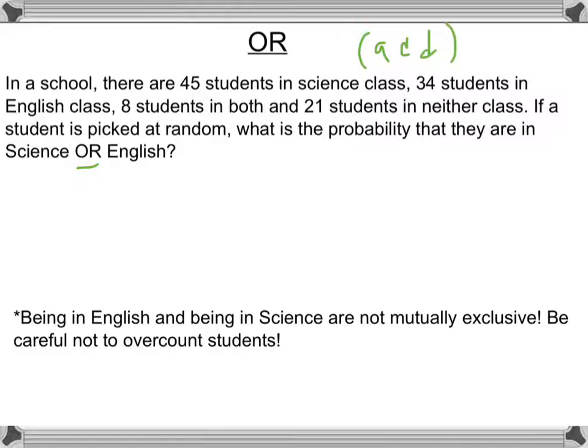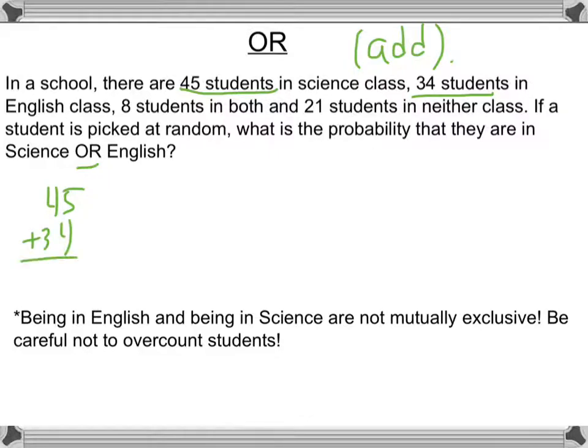But I have to be very careful when I add because remember, I don't want to overcount students. So if I just looked at the students in English, 34, and the students in science, and I added those together, so 45 plus 34, I get 79. But I'm overcounting because some of the students in science are also in English. All right, so a better way to do it is to make a Venn diagram.